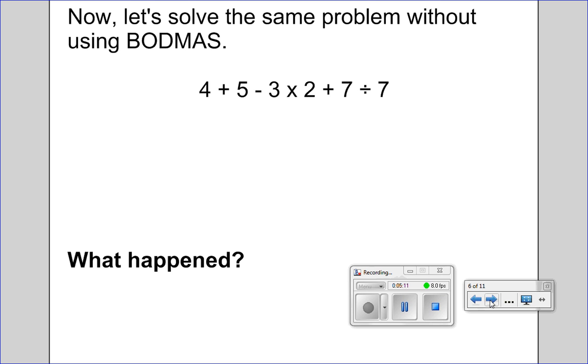Now let's try the same problem without using BODMAS. I'm just going to start right at the left, work my way to the right, ignoring the order of operations. So I could say 4 plus 5 is 9.